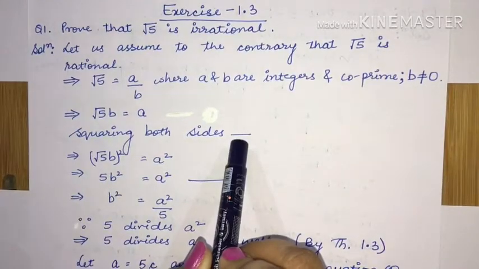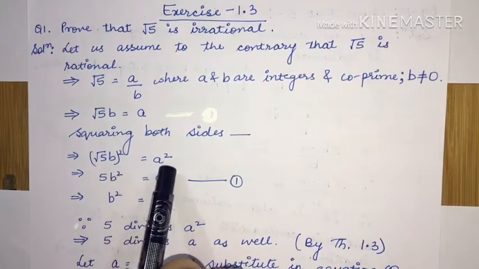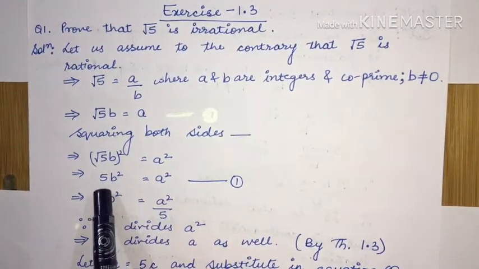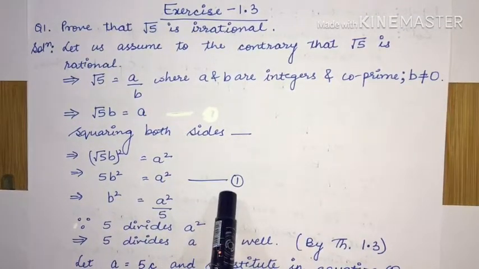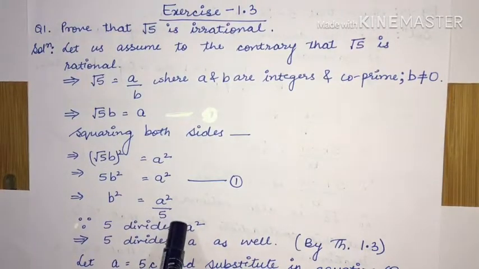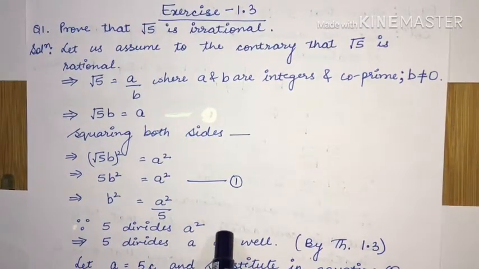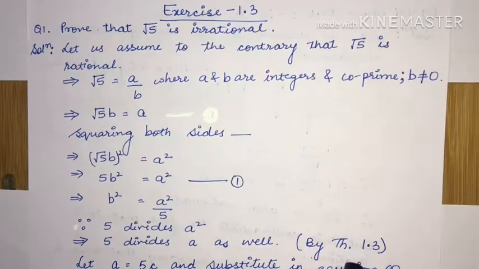Squaring both sides, which implies root 5b whole square is equal to a square, which implies 5b square is equal to a square, which is my equation 1, which also implies b square is equal to a square upon 5, as 5 would cross multiply over here. Since 5 divides a square, which implies 5 divides a as well, by theorem 1.3.